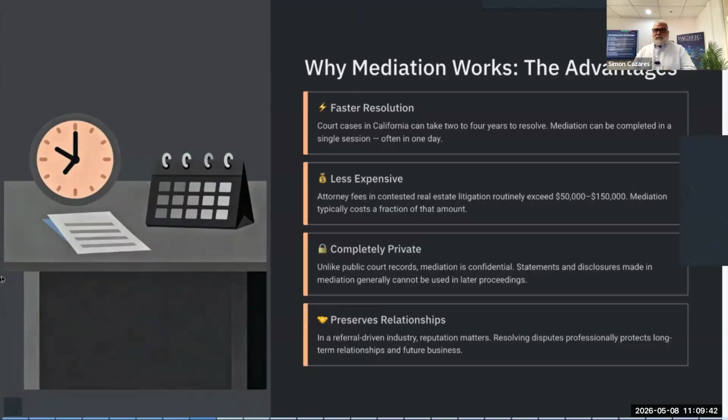Why mediation works, the advantage: fast resolution, less expensive, completely private, preserves relationships. So time is of the essence. As soon as a dispute happens, immediately you revert back to the contract. Look, here are some of the options that you have. I'm also going to share a website that you can have your clients go through, the California Association of Realtors Mediation Dispute website, where you can direct them. They fill out everything and you're done.